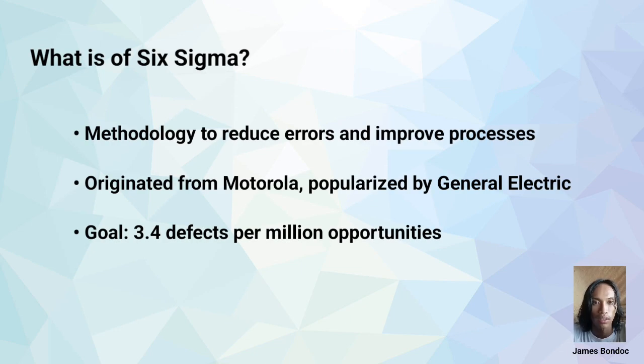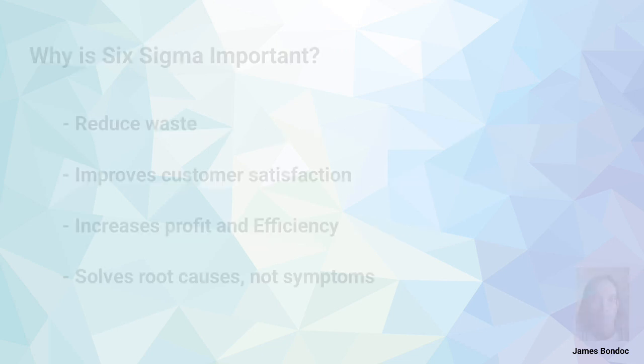What is Six Sigma? Six Sigma is a process improvement method that uses data and statistics to reduce errors in any system. It was first introduced by Motorola and later popularized by General Electric. The goal is to achieve almost perfect process, meaning only 3.4 defects per 1 million opportunities.